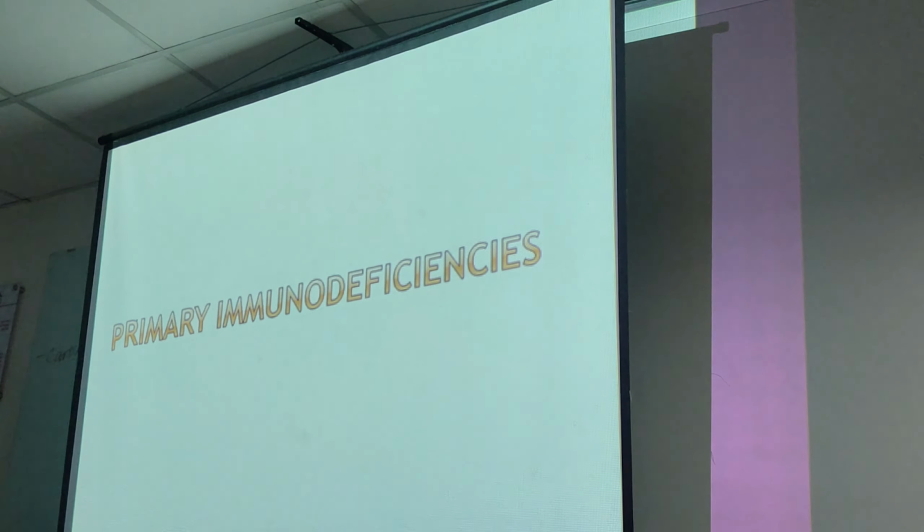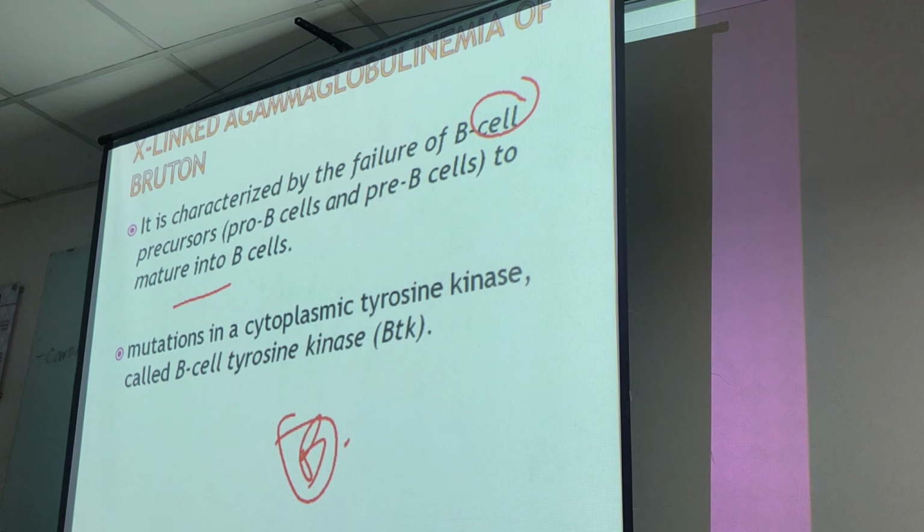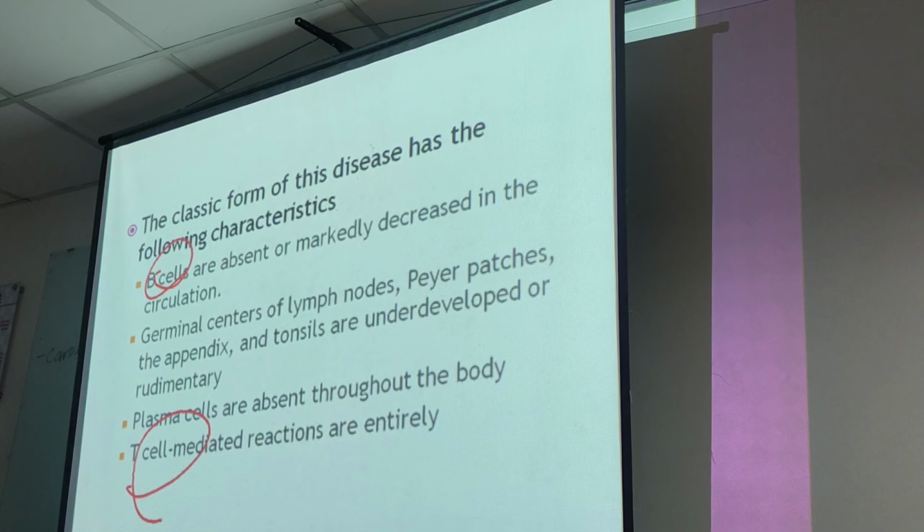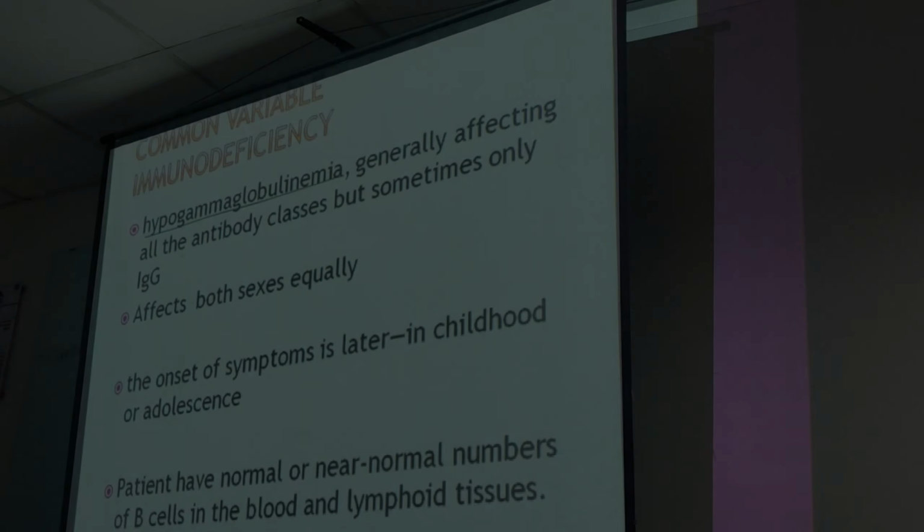Let's discuss immune deficiencies. For primary, you have Bruton's agammaglobulinemia. The problem here is the failure of B cells to mature, so you do not secrete enough immunoglobulins. The patient in this condition will be at risk for recurrent infections. These are the other things associated with Bruton's agammaglobulinemia.